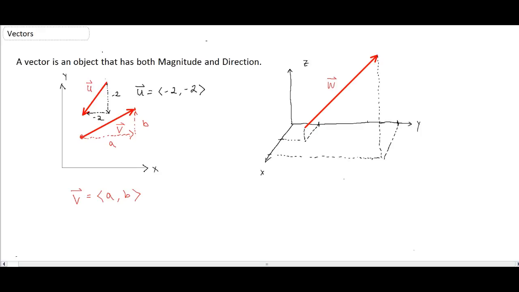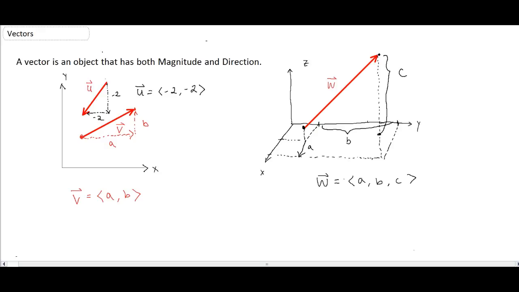So for example, suppose that going from this initial point to the terminal point, the x direction is changing by, say, a. The y direction, let's say that this change right here is by b, and the z value is being increased by, let's say, c. Then w is going to be described by a, b, c.